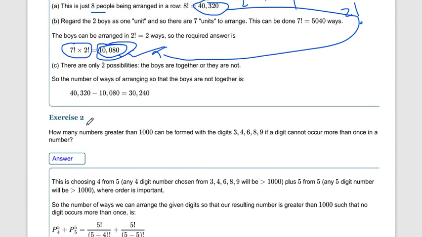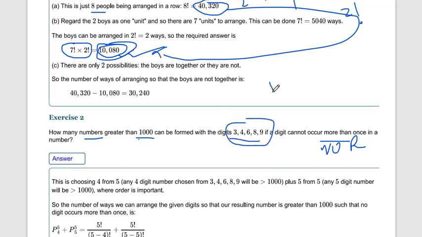Okay, next example. How many numbers greater than 1000 can be formed with the digits 3, 4, 6, 8, 9 if a digit cannot occur more than once? Okay, they have given no repetition here. No repetition. How many numbers greater than 1000? They have given 5 digits.